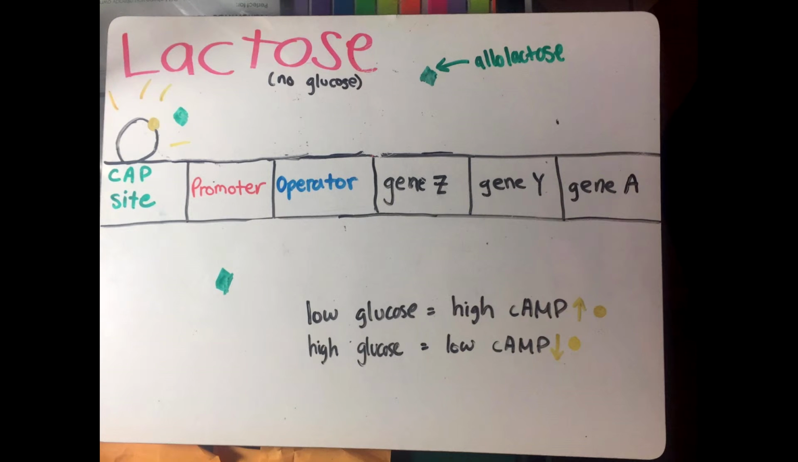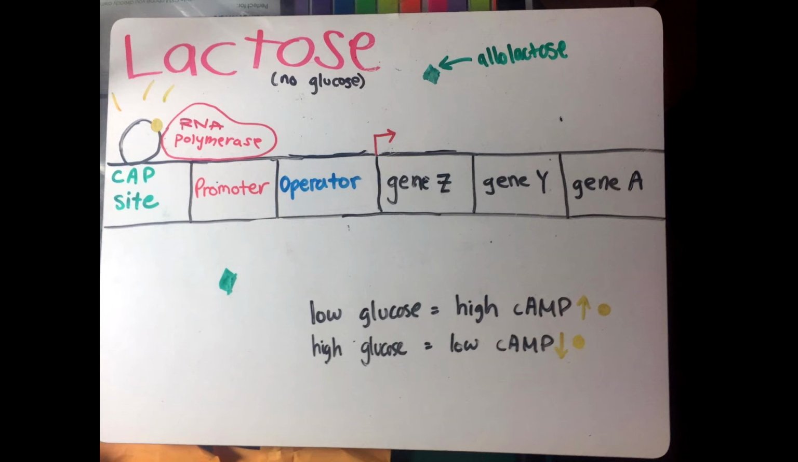Over at the CAP site, we see that there's a CAP protein that is activated and bound to it. This is because when there's no glucose around, there will be a high amount of cyclic AMP, which is shown in yellow. This cyclic AMP would then bind to CAP and activate it, making RNA polymerase much more efficient when transcribing the ZYA genes. These genes would later be encoded for proteins that are associated with the degradation of lactose.